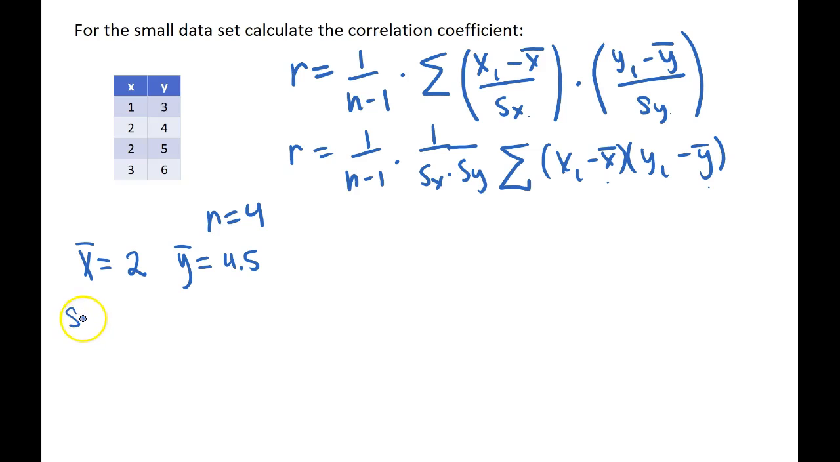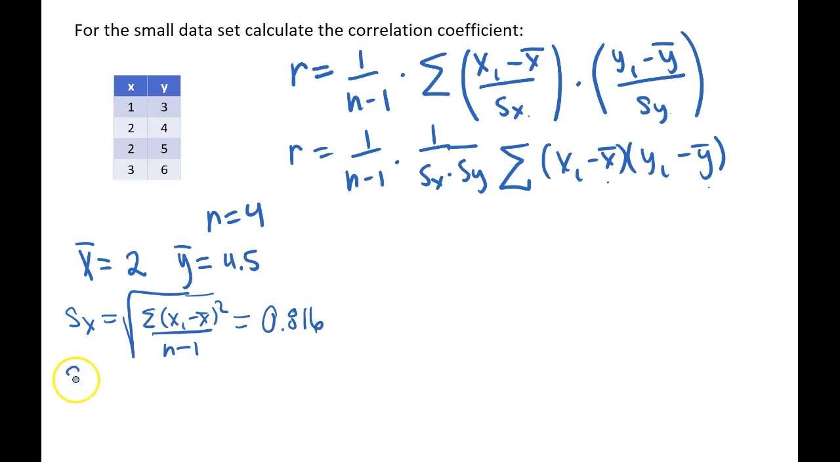The standard deviation of each can simply be calculated as the square root of the sum of each observation minus the mean, squared, divided by n minus 1, so the total number of observations minus 1. We can use this formula to calculate the standard deviation of each group. I already did this, and the standard deviation of x is equal to 0.816, and the standard deviation of y is equal to 1.291. All right, now we can use these values to calculate our correlation coefficient.